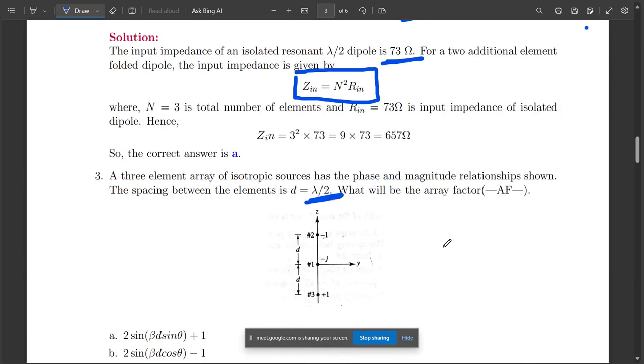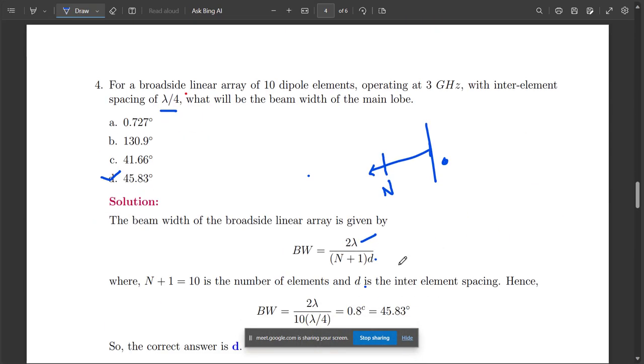Now here the formula is n plus 1 times d, right? But here the question says it's a linear array of 10 dipoles. So the total number of elements is this n plus 1 itself. This n is not the number of elements. This n is, you can say, the spaces between the elements. Got it?